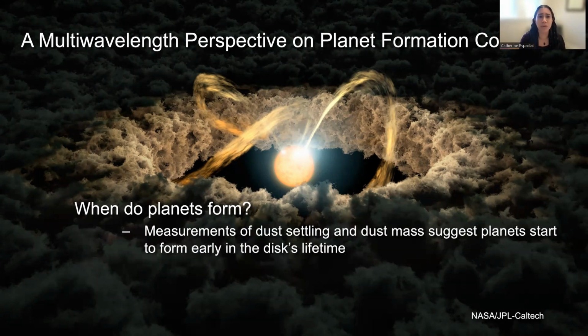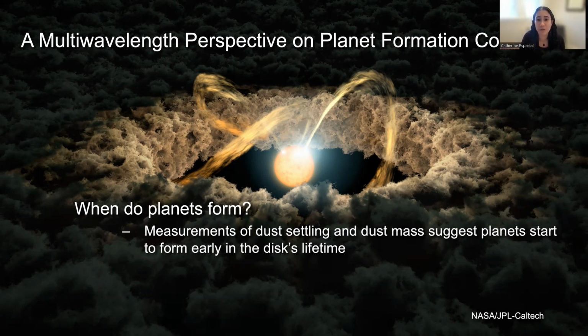All right, so the first question, when do planets form? So here I'll be focusing on dust settling and disk dust masses. So two things that we can measure. The measurements that we have so far of dust settling to the disk midplane and dust masses suggest that planets start to form very early in the disk's lifetime, if not even earlier than the protoplanetary disk stage when the disk is still embedded.